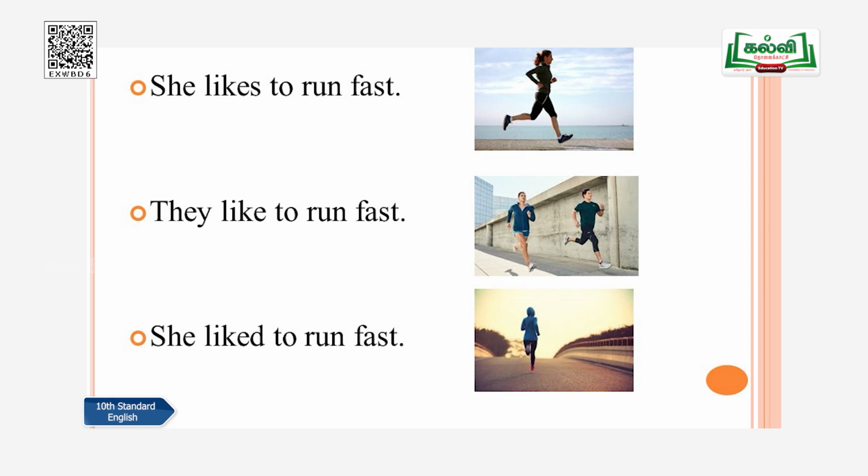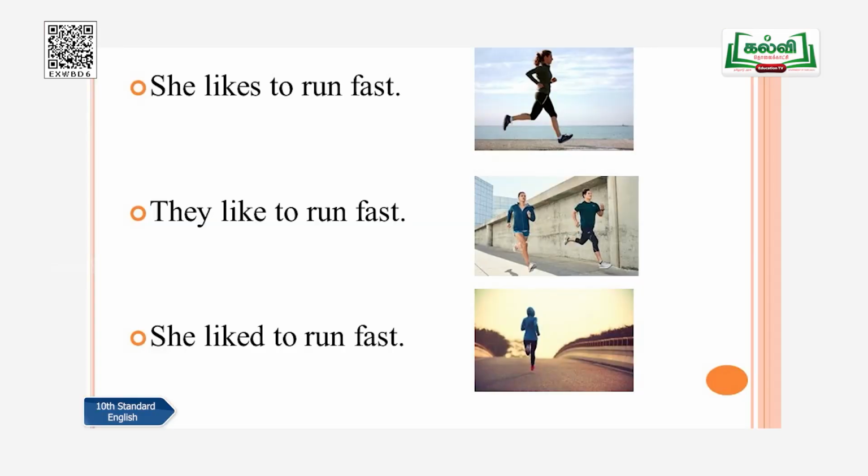Now, let us go to non-finite verbs. Now, look at these sentences, children. The same sentences only, same pictures you have again. Now, she likes to run fast. A second sentence, they like to run fast. Third one, she liked to run fast. The first sentence, she likes, they like, she liked. We know why we've used likes, like and liked. We've just learned because they are finite verbs and they have inflected to indicate time, person and tense.